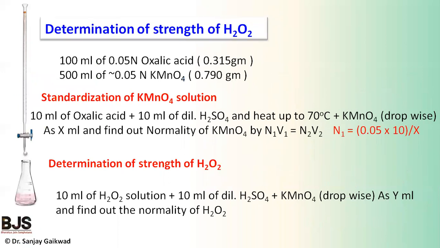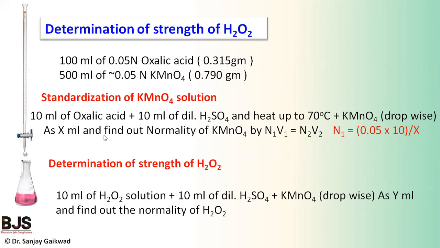Now when we are using this titration for the determination of strength of H2O2, for determination of H2O2 we require oxalic acid and KMnO4 as an indicator. Now we can prepare the standard oxalic acid solution by the known procedure. Then we have to prepare nearly 0.01 normal KMnO4 solution. For this purpose we require 0.790 gram and dissolve it so the total solution is 500 ml.